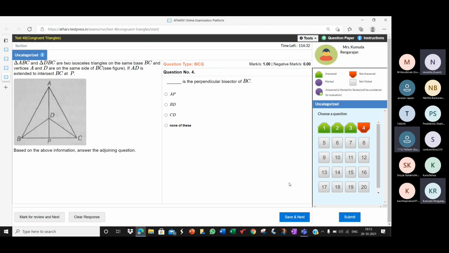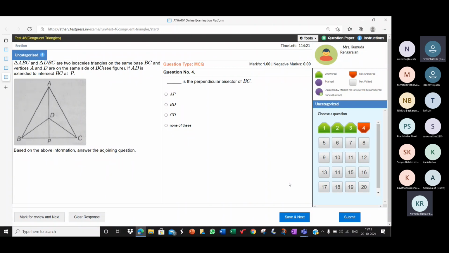Yeah, Nivedita, thank you so much. You've been answering all the questions from the beginning. Let's just wait for the others also. I'll get back to you in case others don't have an answer. AP is the bisector, ma'am. AP is a perpendicular bisector of BC. All of you, those who have not been answering, please come out with the answer.